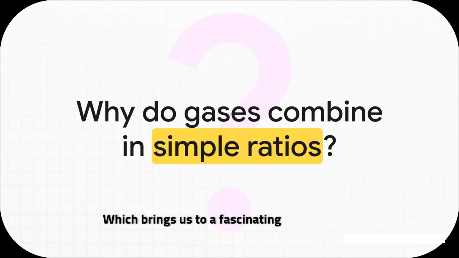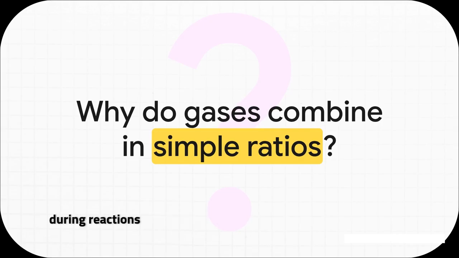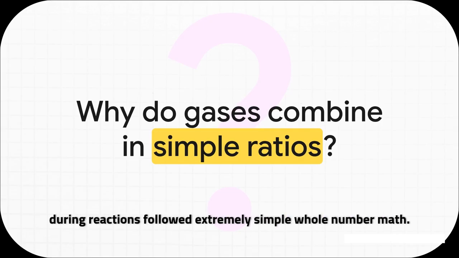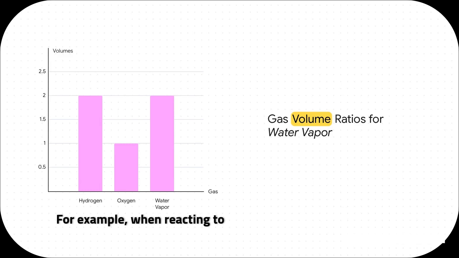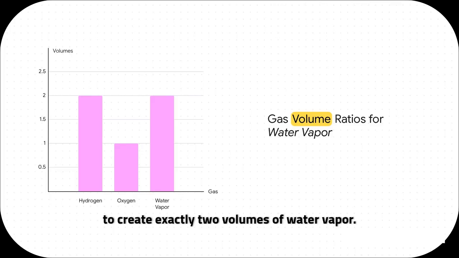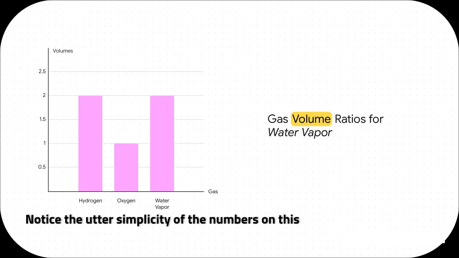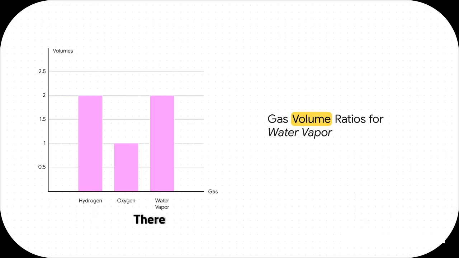Which brings us to a fascinating new mystery observed by early chemists like Gay-Lussac. Why do gases combine in such simple ratios? They were finding that not just the weights, but the physical space these expanding gases occupied during reactions followed extremely simple whole number math. For example, when reacting 2 entire volumes of hydrogen gas and 1 volume of oxygen gas predictably locked together to create exactly 2 volumes of water vapor. Notice the utter simplicity of the numbers on this chart, 2 to 1 giving 2. There are no messy decimals here. It's almost as if the geometry of space itself is dictating how these chemicals interact.